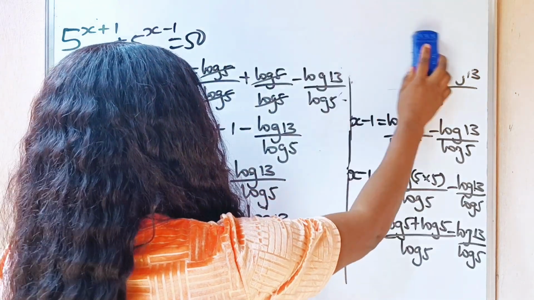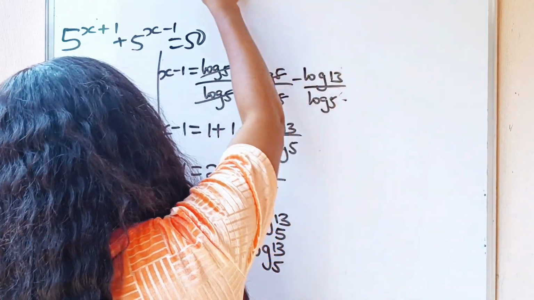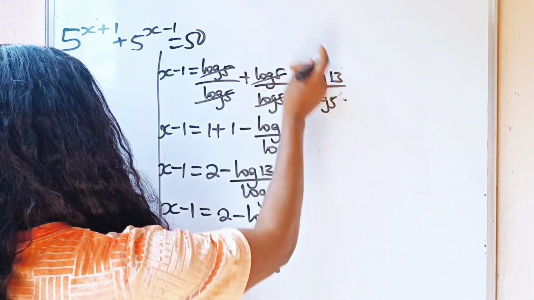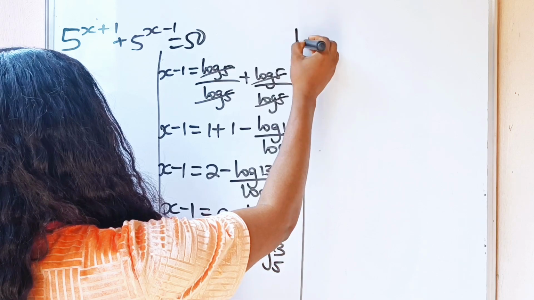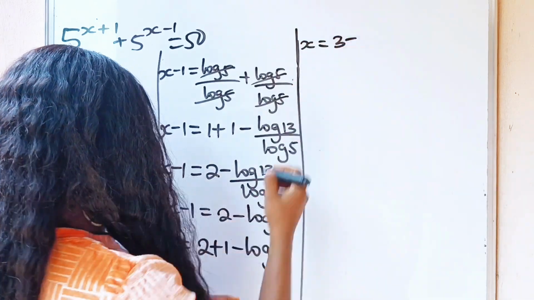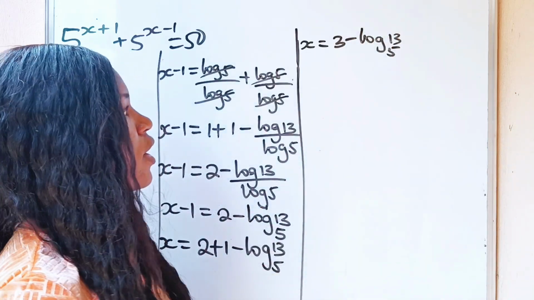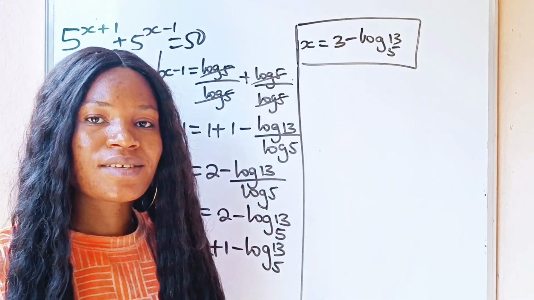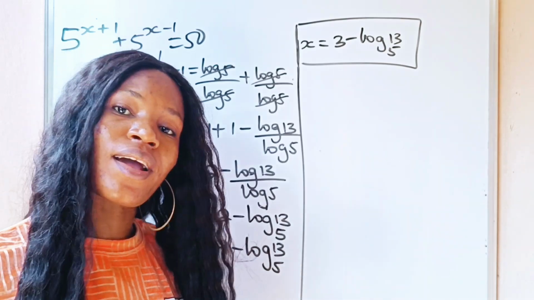That means that our x, recall that we are going into the most interesting aspect of this video, which is where we prove that the answer is correct. Don't miss that. So that simply means that our x is equal to 3 minus log 13 base 5. Okay, now this is the value of our x.